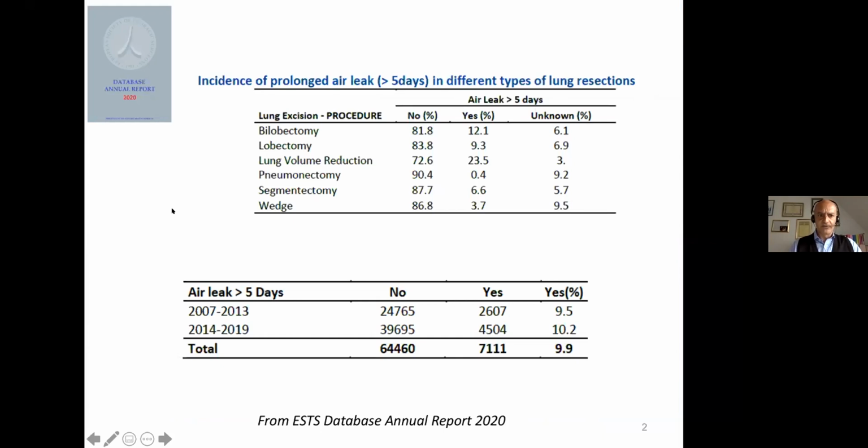These are the figures from the last ESTS database. The incidence of prolonged air leak after lung resection didn't change much over the years, and it is about 10% after lung resection as reported in the database, but in real life it can be even higher.